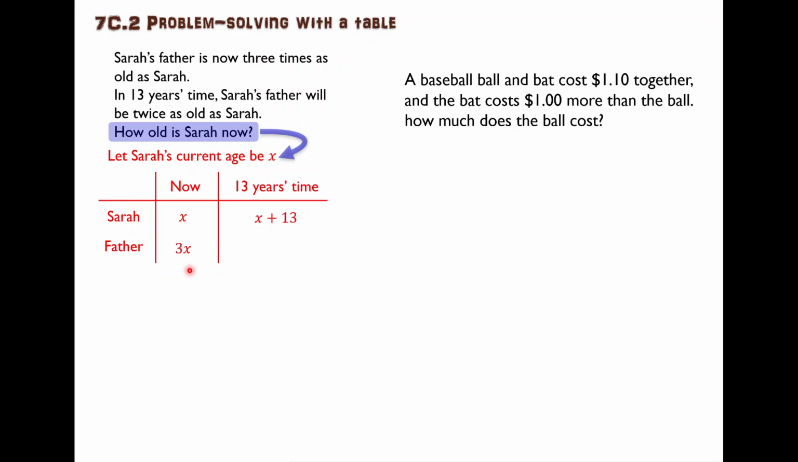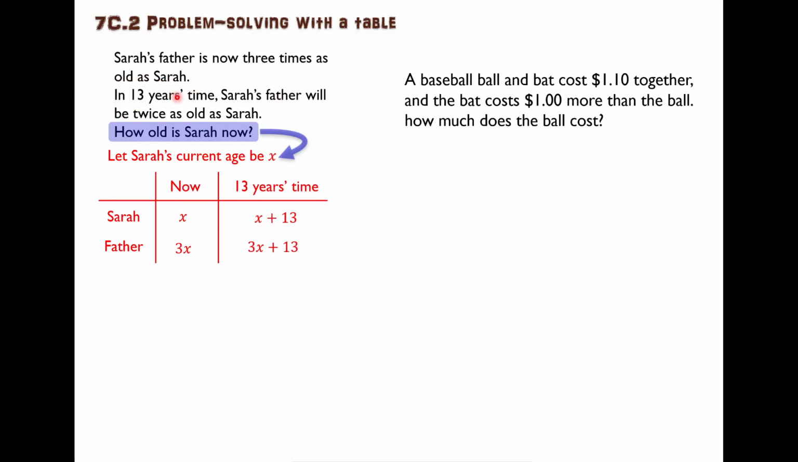And it's the same for her father, right? Her father right now is 3x years old. In 13 years' time, he'll be 3x plus 13 years old, because 13 years have gone by, so he's 13 years older. We can start making an equation now using this second statement.